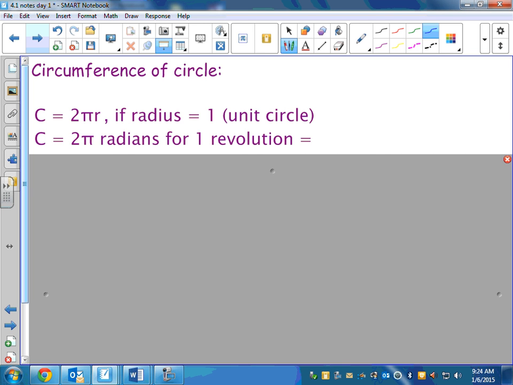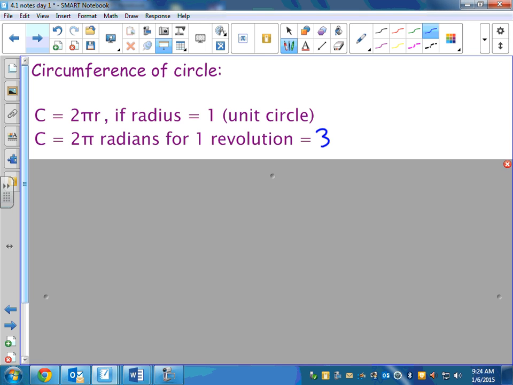So here's what's really cool. How many degrees are in 1 revolution of a circle? 360. So in 1 revolution of a circle, we know there are 360 degrees. In radians, 1 revolution of a circle is 2 pi. So to get around a circle, it takes 2 pi radians. You don't have to put radians after this.